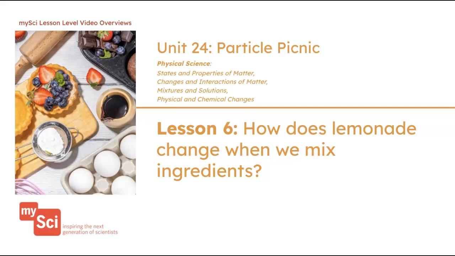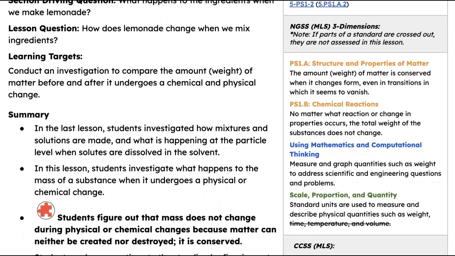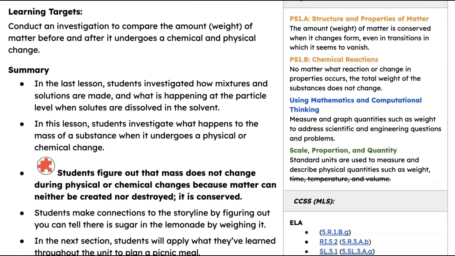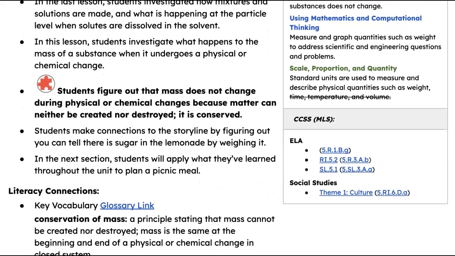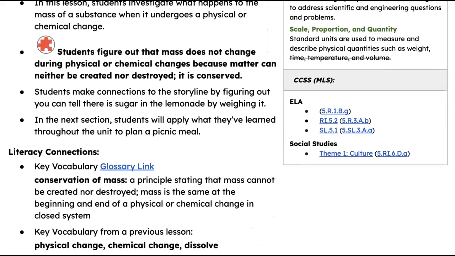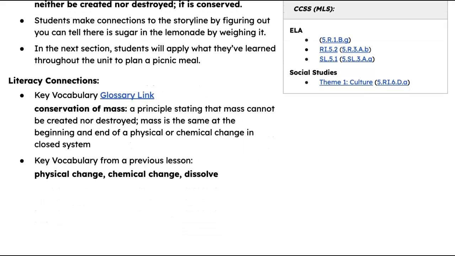Students make connections to the storyline by figuring out you can tell there is sugar in the lemonade by weighing it. There are several opportunities for ELA and social studies cross-curricular connections throughout the lesson. You can look for specific standard connections in the Unit 24 teacher guide. This lesson will take approximately 3 to 4 days to complete.